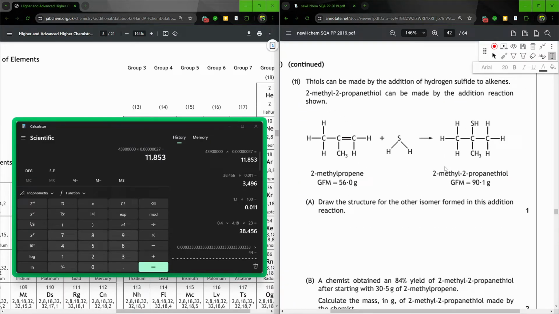Thiols can be made by the addition of hydrogen sulfide to alkenes. 2-methyl-2-propanethiol can be made by the addition reaction shown. Draw the structure for the other isomer formed in this addition reaction. So isomer, remember, isomer just means a molecule that has the same molecular formula but different structural formula. So it's like if you took a molecule and rearranged it but kept all the same pieces.